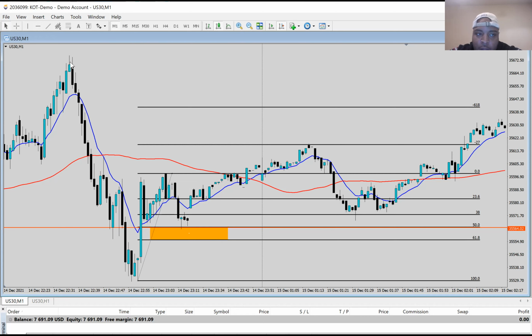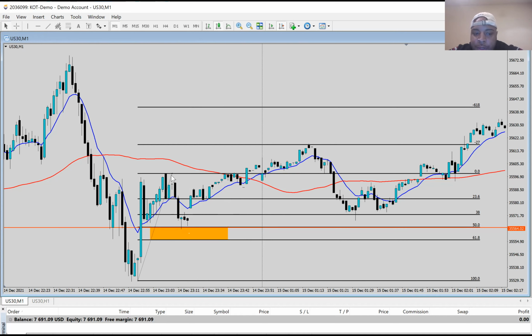My stop loss can be however many pips I'm willing to lose. And now I can take profit here for 3,000 pips. Or my second TP can be the 27 extension for 5,000 pips. Get out of the market.